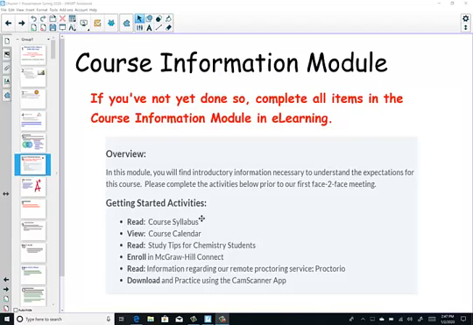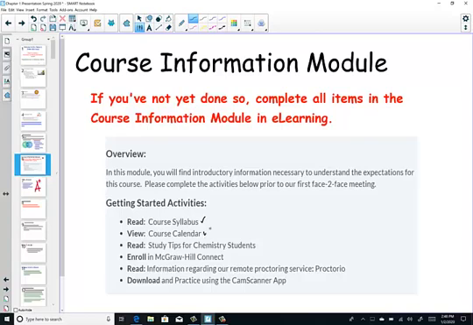But let me begin by reminding you about our course information module in our e-learning. If you've not yet had a chance to complete this, it's very critical that you do so as soon as possible. Remember, the overview here is finding the introductory information necessary to understand our expectations for the course. So you'll want to make sure that you complete reviewing the course syllabus, for example. You'll find all kinds of important information about how the course will operate.